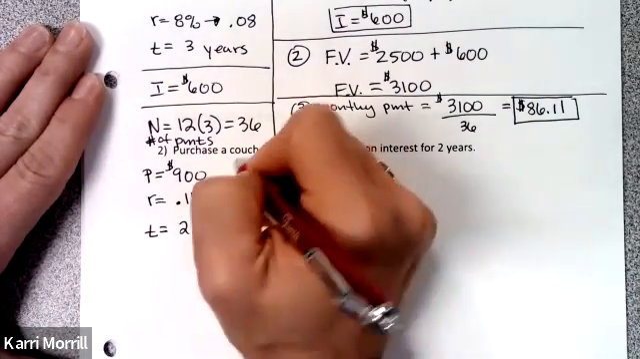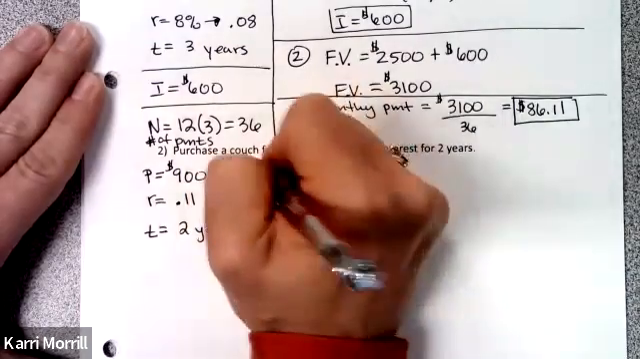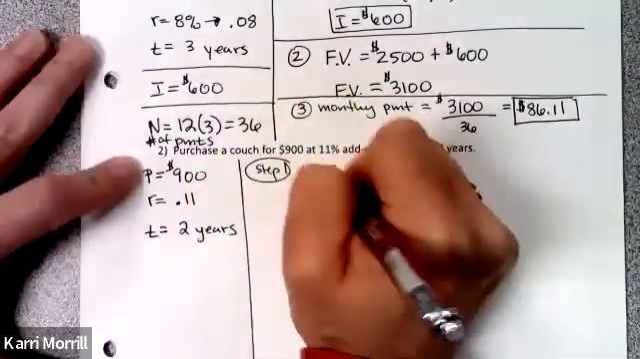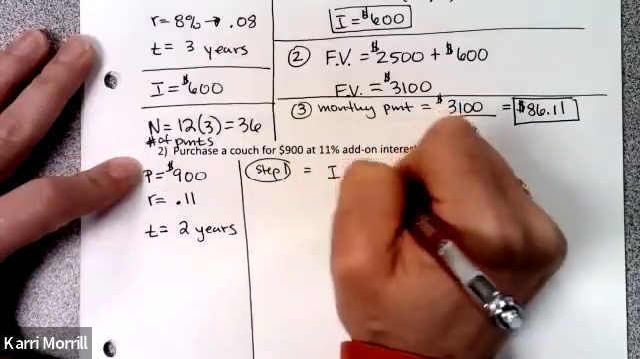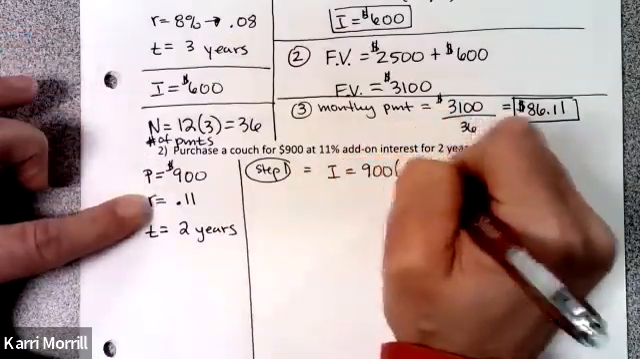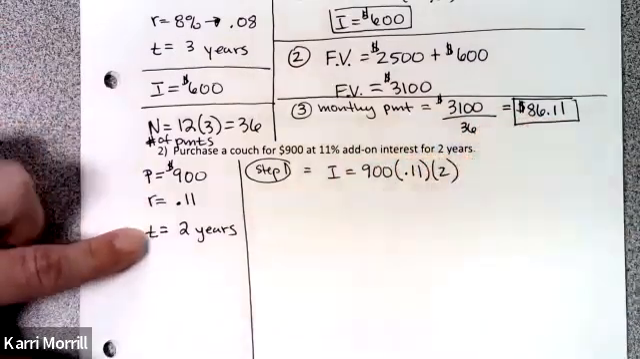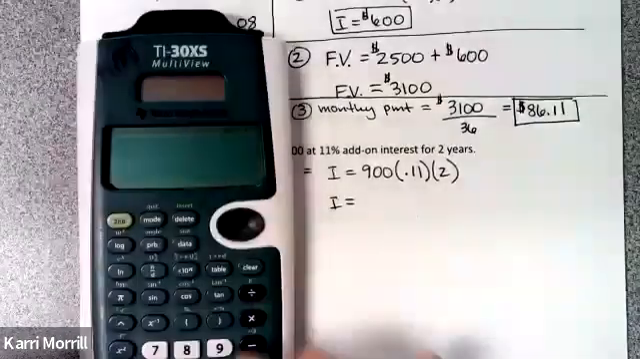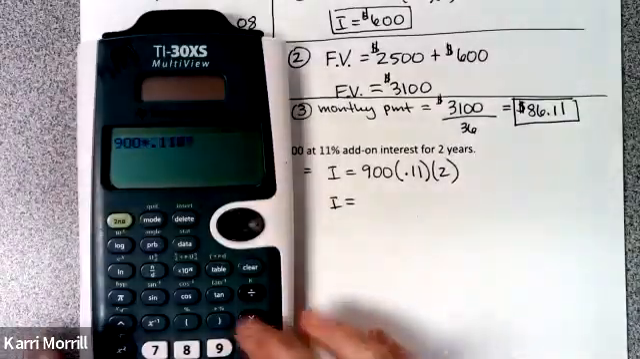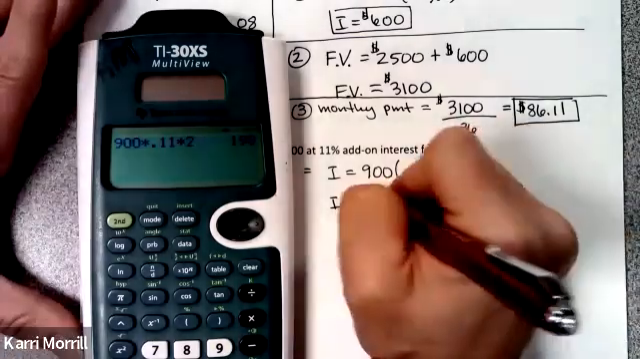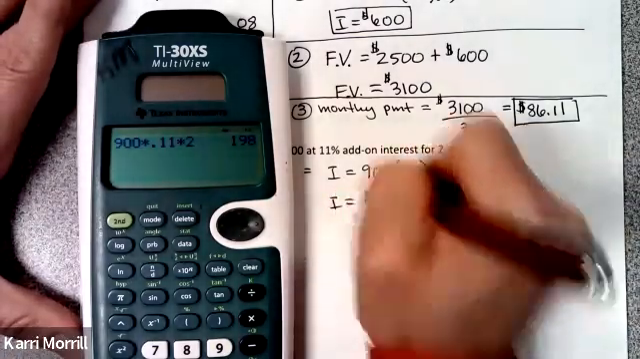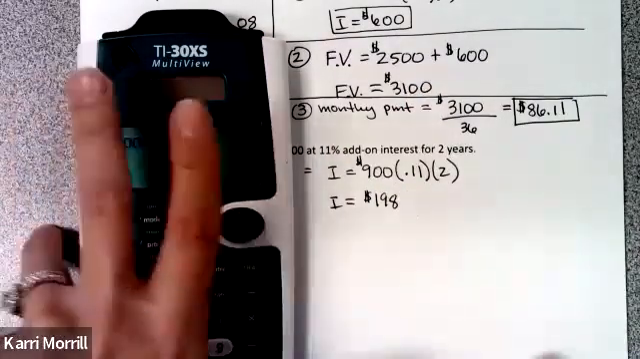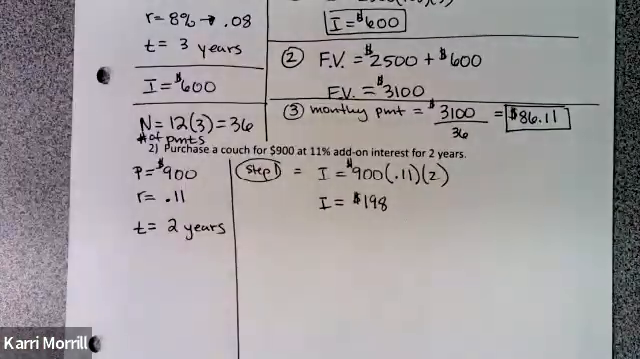So I can find my interest, my step one from above, by taking my principal, which is $900, times my rate, times my time. That will give the amount of interest it would cost you on that loan. So that would be $198. That's an added cost to you to borrow $900, almost $200 more.